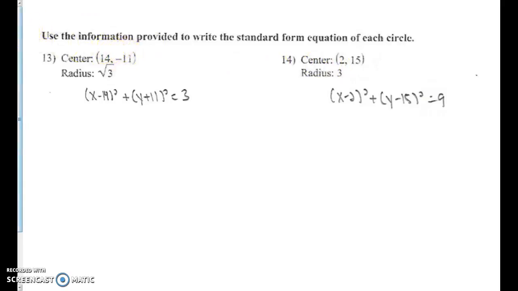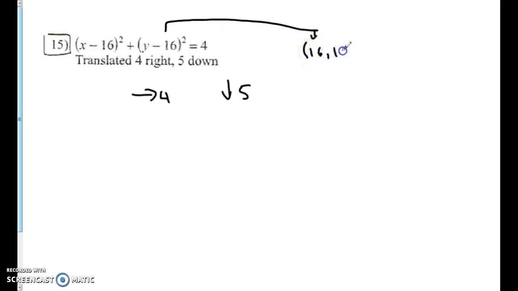So I want to look at question 15. Number 15 looks something like this, in which I know this is the equation of my circle, and what I'm doing to my circle is moving it to the right 4 and down 5. I'm sure a lot of you could figure this out, but one of the ways I think about this is that right now, this equation says my center is at 16, 16, because remember, it's x minus h squared plus y minus k squared equals r squared.